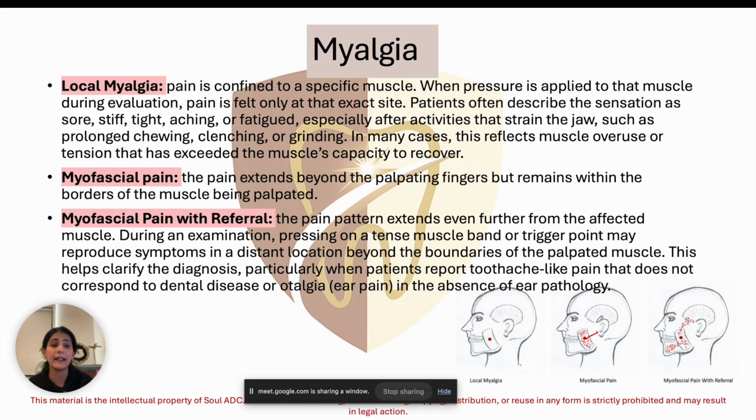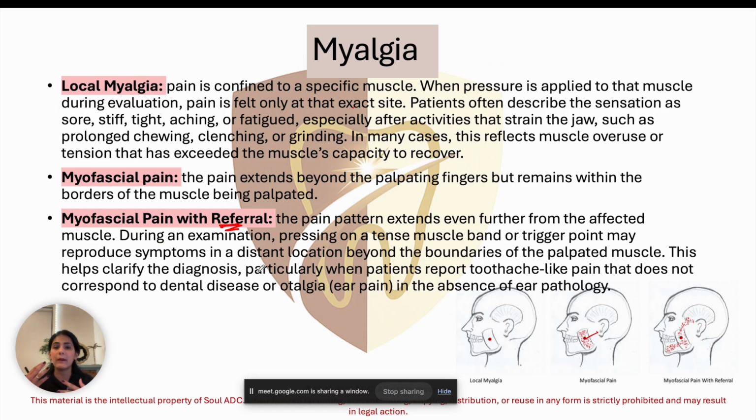It is not spreading anywhere else. So myofascial pain: the pain extends beyond the palpating fingers but remains within the borders of the muscle being palpated. When I talk about myofascial pain with referral, it is spreading to other places as well. If you see in this picture, it is spreading to other areas as well. So the pain pattern extends even further from the affected muscle.